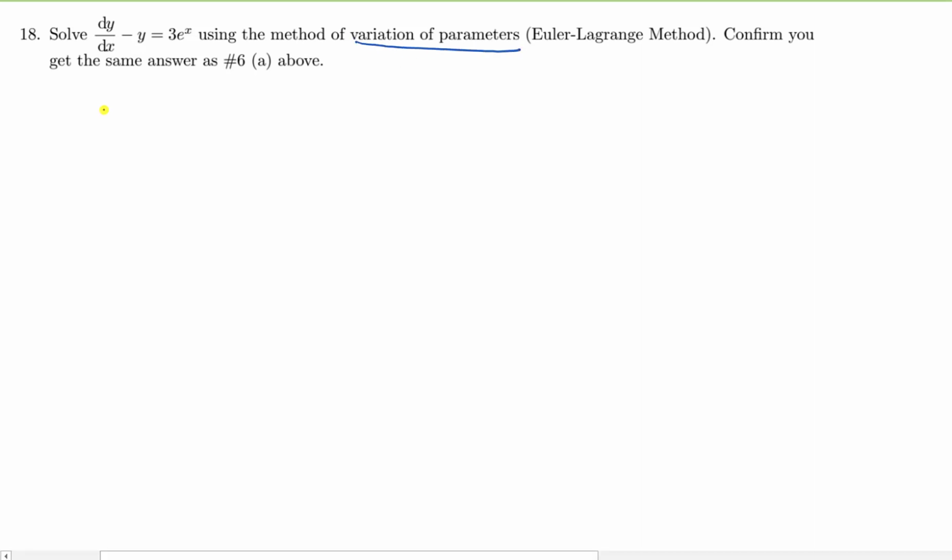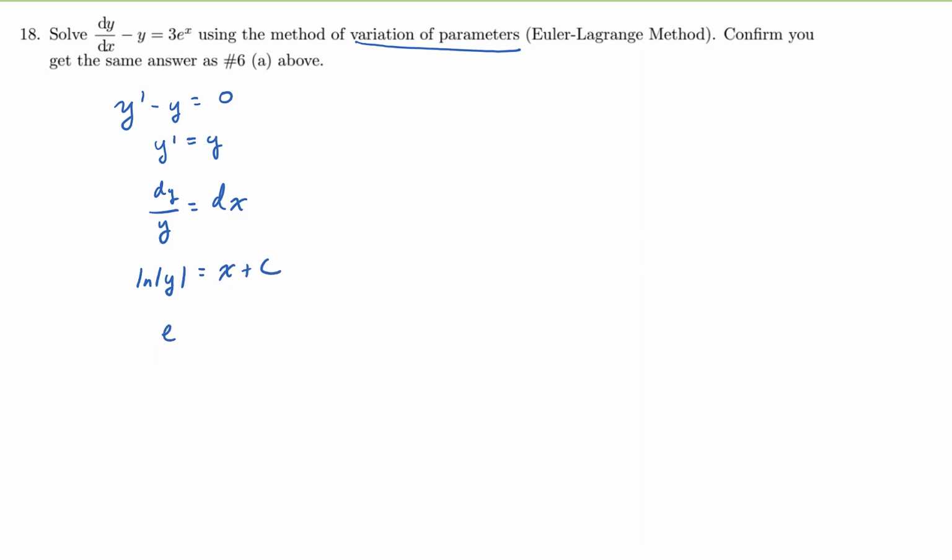So remember, the first thing we want to do is find a solution to the homogeneous equation. The homogeneous equation is y prime minus y equals 0, or y prime is equal to y, and of course this is separable, so we could write that dy over y is equal to dx. Integrating both sides gives us natural log absolute value of y is equal to x plus c, or that y is equal to c e to the x. So this is the homogeneous family of solutions to the differential equation.